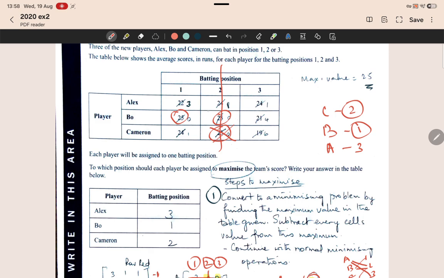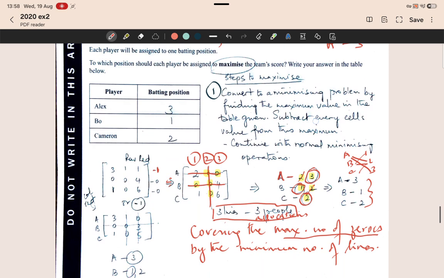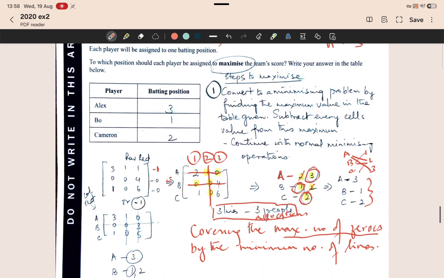If you look at A, you can see that he gets a maximum score in batting position 2 and in batting position 3. But because he can't get 2, he takes position 3. So some tables are relatively easy to work on, whereas for some, if you're one of those students who needs to do work in order to come to an answer, this is the way to go. All the best.